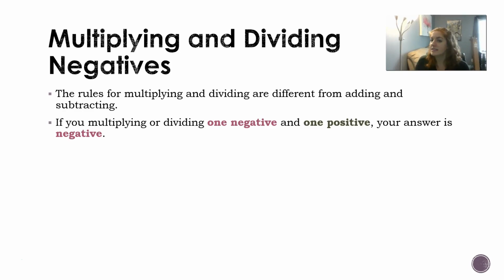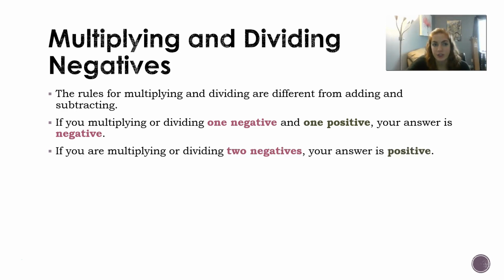So let's start with multiplying or dividing. One negative, one positive. If there's one negative and one positive number that you're multiplying, your answer will always be negative. The negative kind of takes over the whole situation. Okay, it's the controlling one. Now, if you are multiplying or dividing two negatives, your answer is going to turn positive. And this is similar to the subtracting negative where we combine and make them positive. Similar to that. Two negatives turn into a positive, one negative, one positive stay negative. Okay.